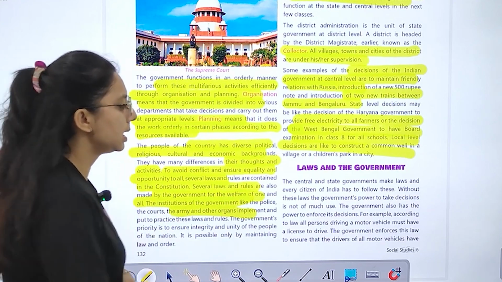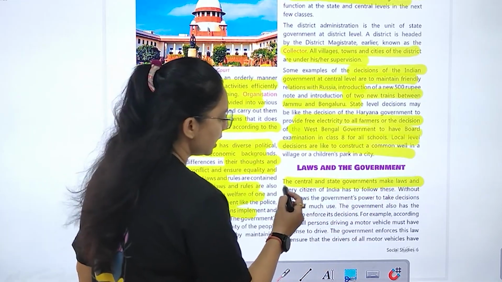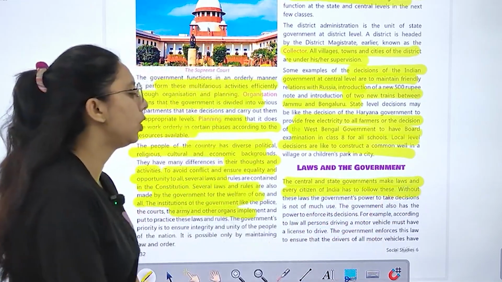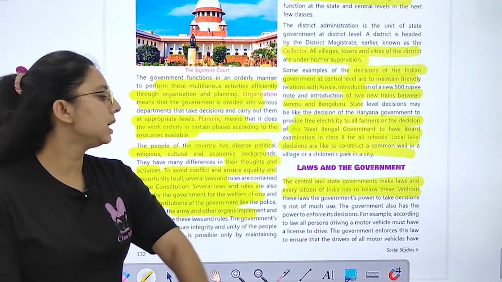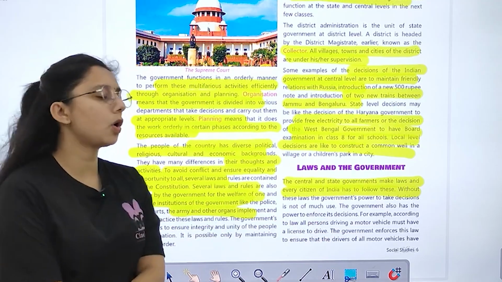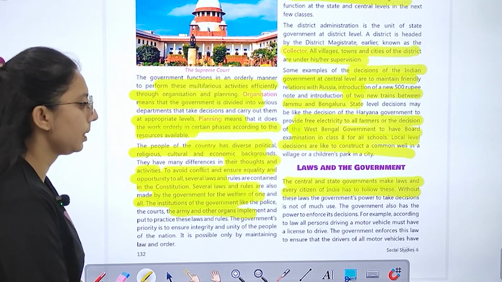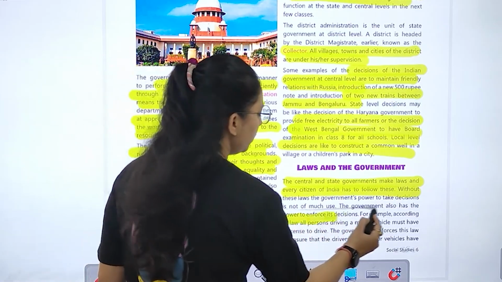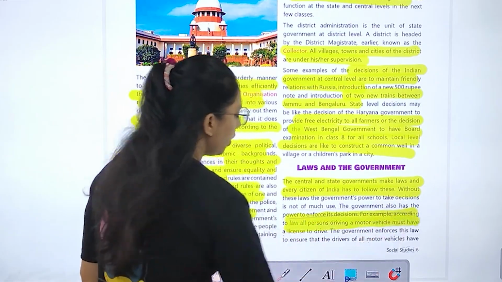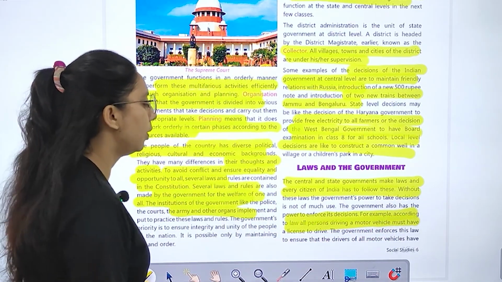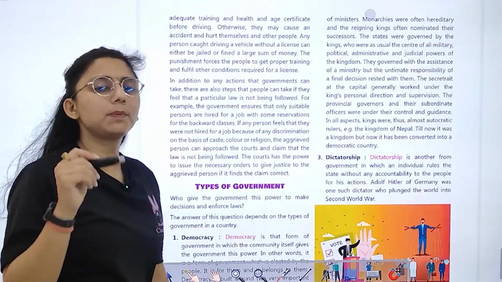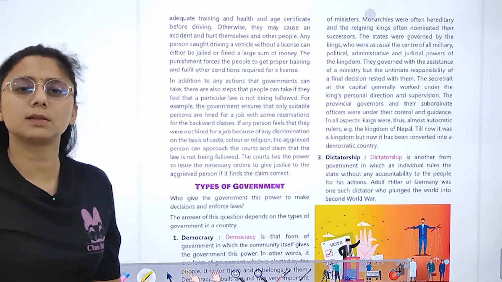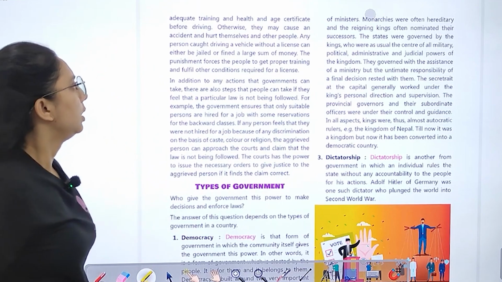Laws and the government. The center and the state government make laws and every citizen of India has to follow them. Without these laws, the government's power to take decisions is not of much use. So the government has the power to enforce the decision according to the law, and persons driving a motor vehicle must have a license. Look, this is for everyone, not just for certain persons. Whoever drives a car must have a license, right?